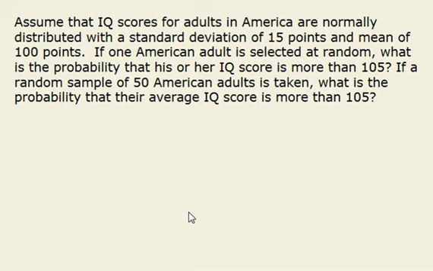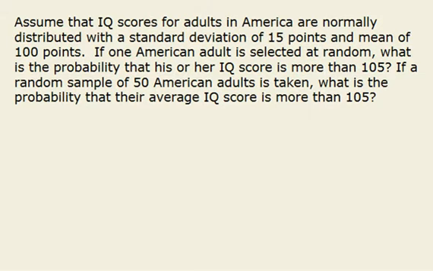We are assuming that IQ scores for adults in America are normally distributed with a standard deviation of 15 and a mean of 100. If we select one adult at random, what's the probability that his or her IQ score is more than 105? And if we happen to take a sample of 50 American adults, what's the probability that their average IQ score is more than 105?